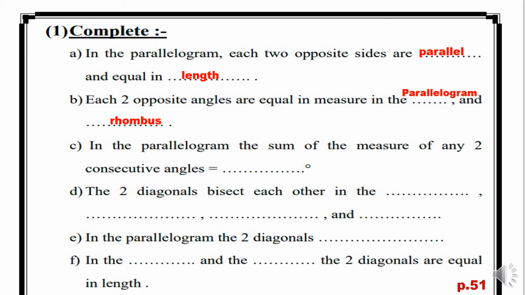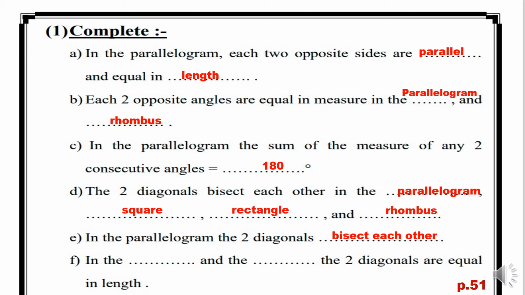In letter C, in the parallelogram, the sum of the measure of any two consecutive angles is equal to 180 degrees. The two diagonals bisect each other in all the shapes: parallelogram, square, rectangle, and rhombus. In the parallelogram, the two diagonals bisect each other. They are not equal and they are not perpendicular.